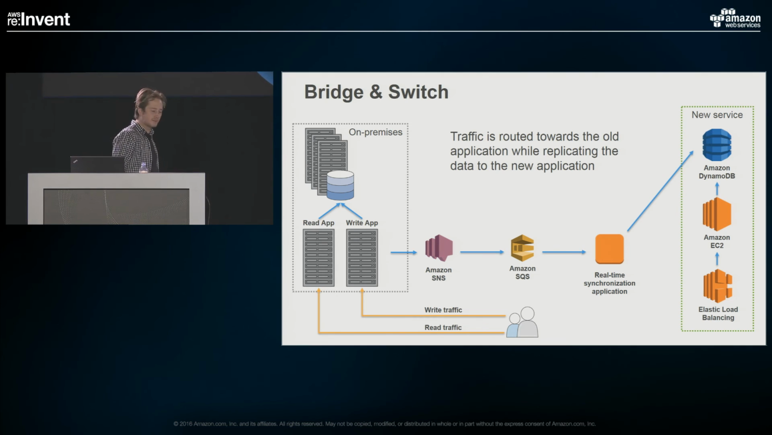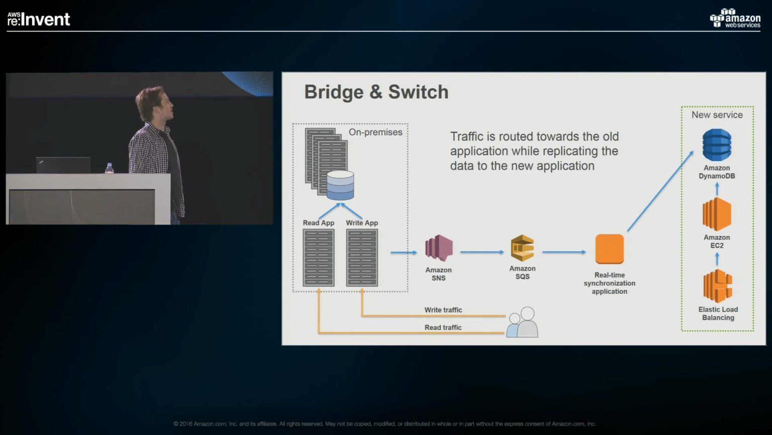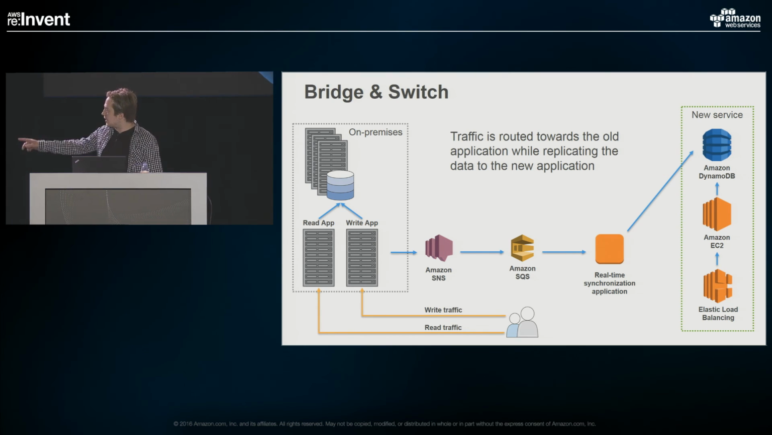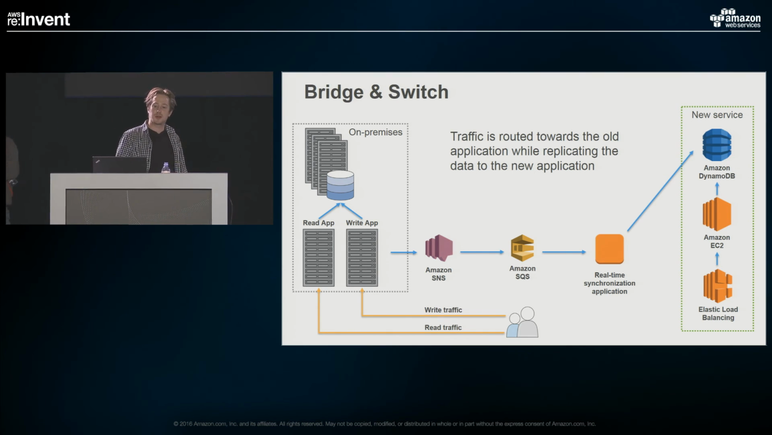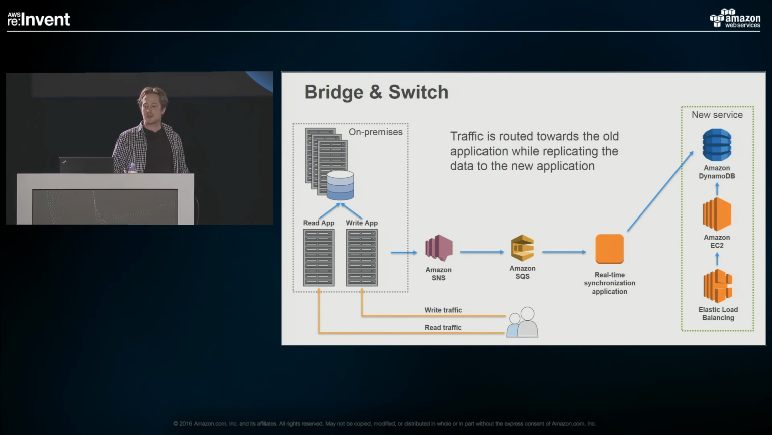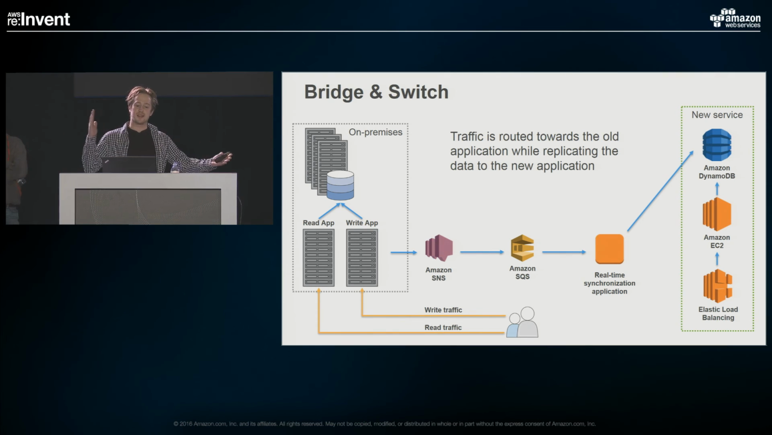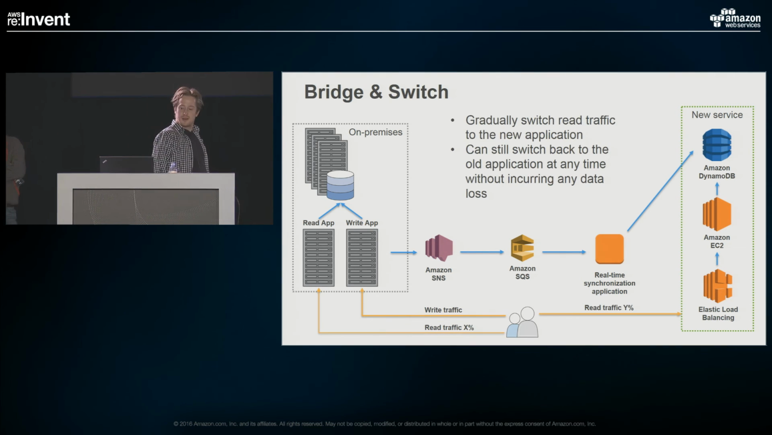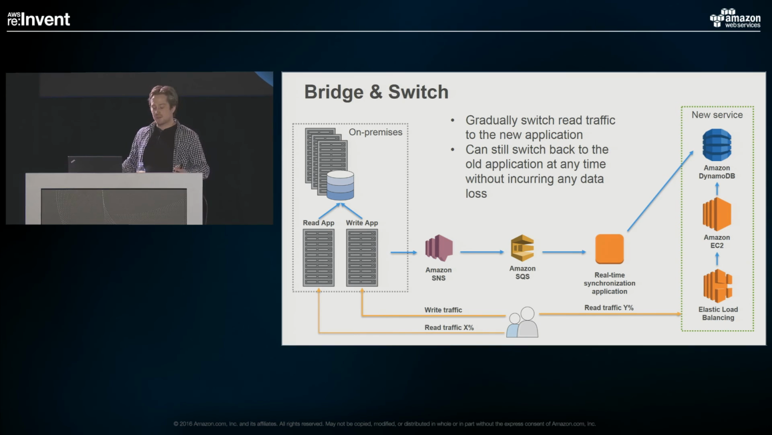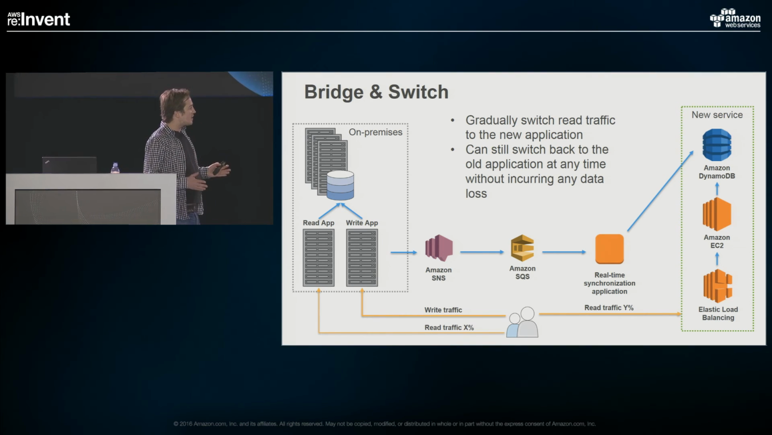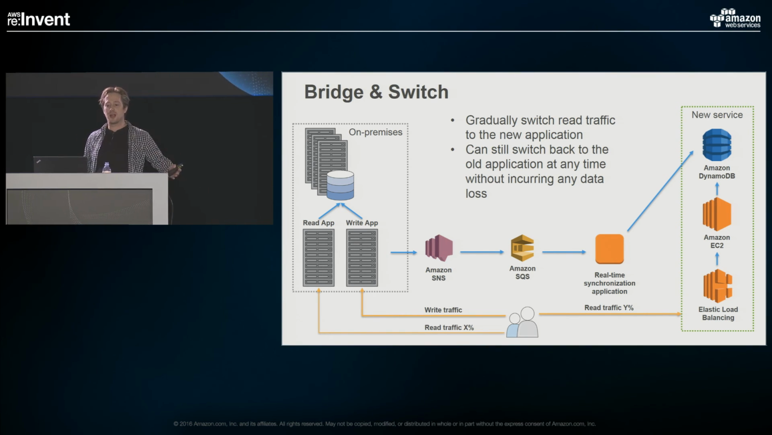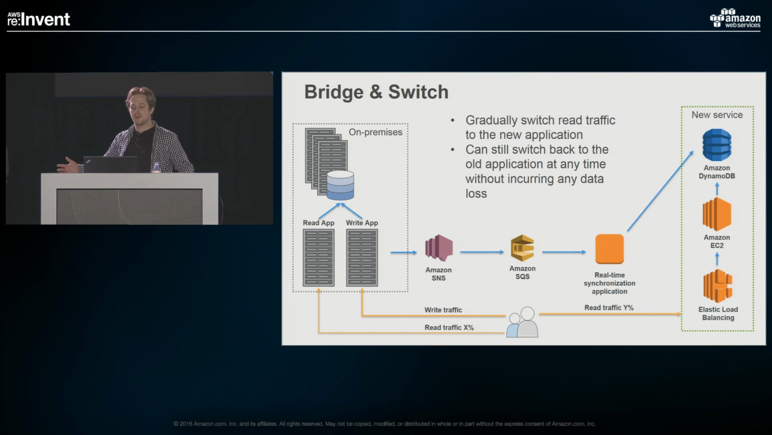So for the actual rollout, we used a bridge and switch pattern, where the write traffic, you can see the two yellow lines at the bottom, it's write traffic and read traffic. And the traffic is still routed to the old application while replicating the data that is being written to the new application. So both applications are in sync. And then, because both applications are in sync, we can slowly start switching over read traffic from the old application to the new application.